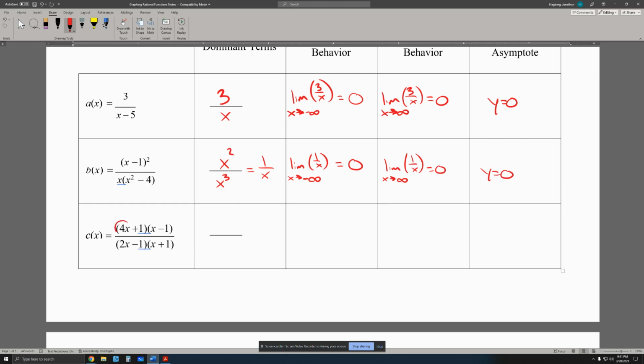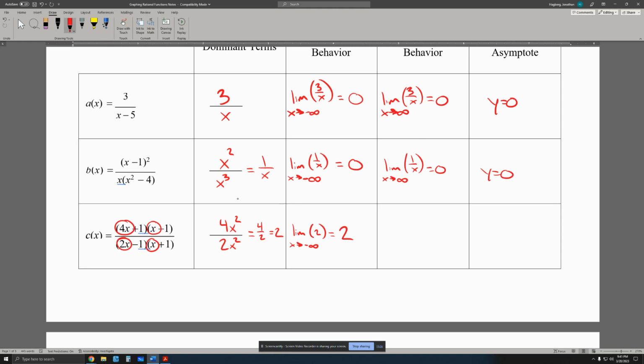Finally, for c of x, we can see that the dominant term, we have 4x and x, so that tells us in the numerator the dominant term is 4x squared, and in the denominator we have 2x squared. So this reduces to simply 4 over 2, or 2. Okay? So the end behavior of this function is going to be the same as that of the constant value, y equals 2. And because this is an unchanging value that's independent of the variable x, the end behavior is going to be exactly that. It's going to be 2.